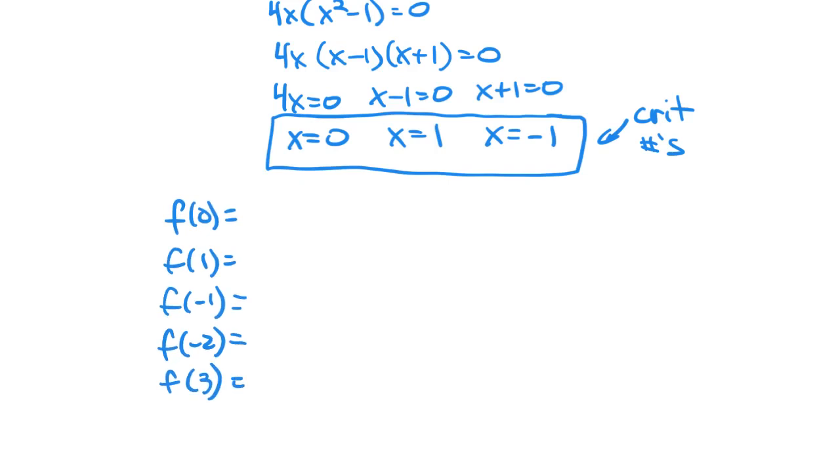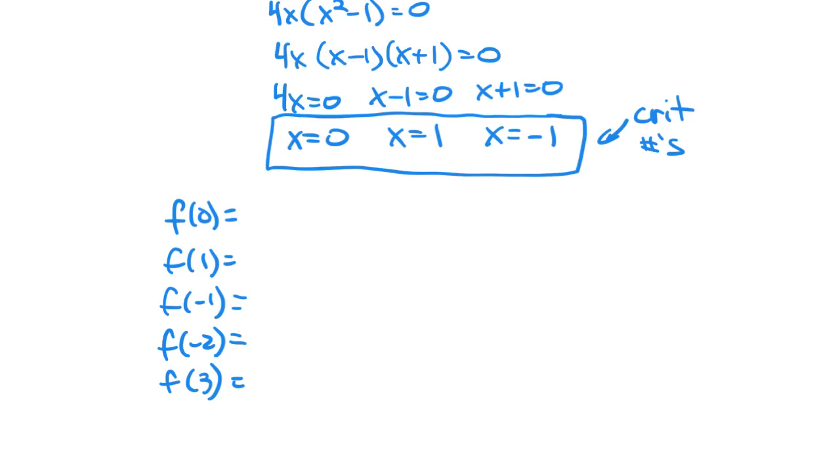Now remember, when you're looking at these, this goes into the function f, not into the derivative. It's a really easy mistake to make, but we're wondering about the max and min values of the original function. So we need to plug in 0, 1, -1, -2, and 3 into the original function.